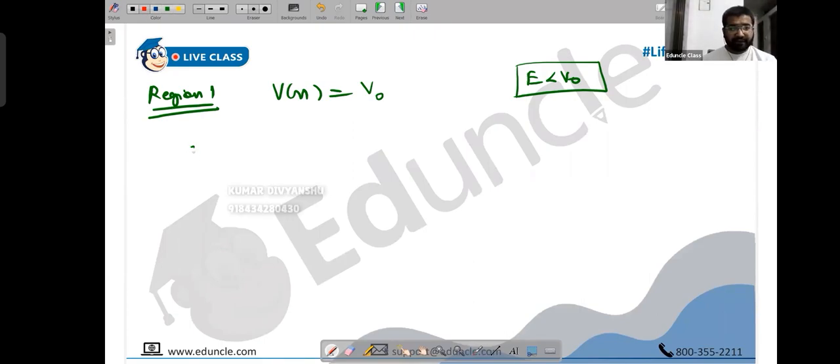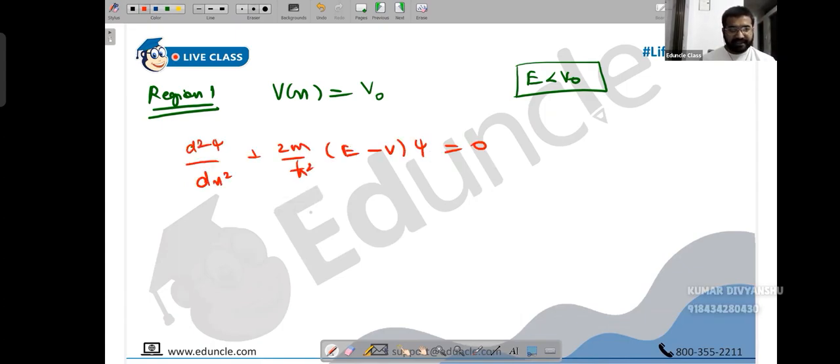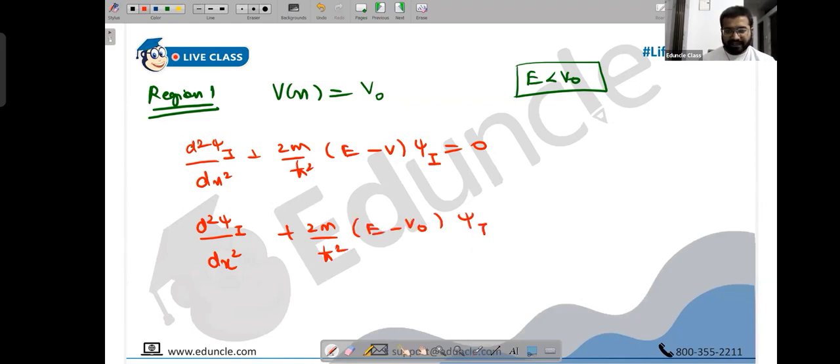Okay. So what do we have? d square psi upon dx square plus 2m upon h square into E minus v into psi is 0. But we are talking about region 1, so let's write psi 1. We have d square psi 1 upon dx square plus 2m upon h square into E minus v0 into psi 1, this is 0. Now, since E is less than v0, I cannot write this as k square, people. You know why? Because otherwise k will become complex. So let's take minus common. This becomes minus 2m upon h square into v0 minus E into psi 1, this is 0.